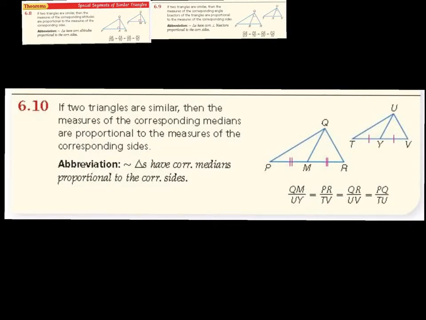And then we had another special part named the median. The median connected the midpoint of a side to the opposite vertex. So if two triangles are similar, then the measures of the corresponding medians are proportional to the measures of the corresponding sides.